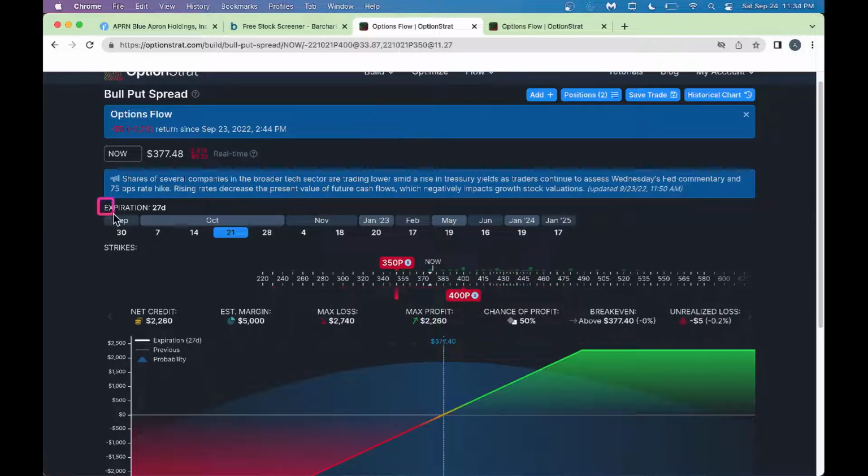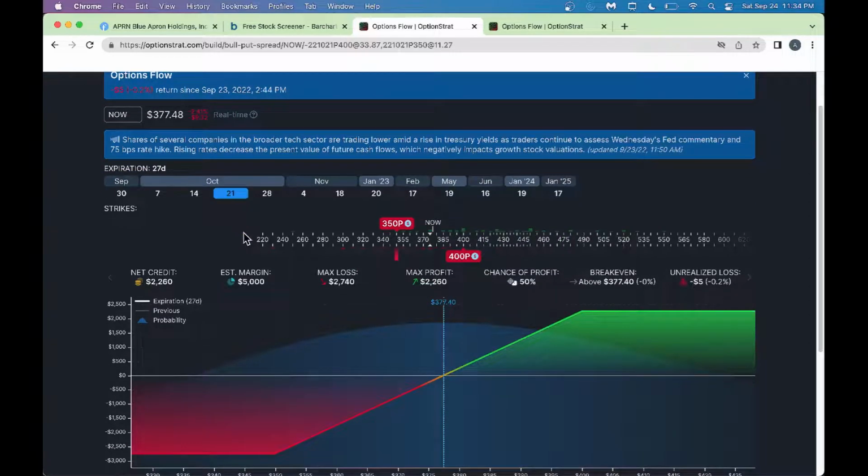and what we have here is an expiration date in the next 27 days. And we got ServiceNow, which is actually one of my favorite stocks. The stock is down $9 on Friday. And we got the October 21st expiration date, and the 350 put. Somebody is really selling the 400 put and buying back the 350 put.